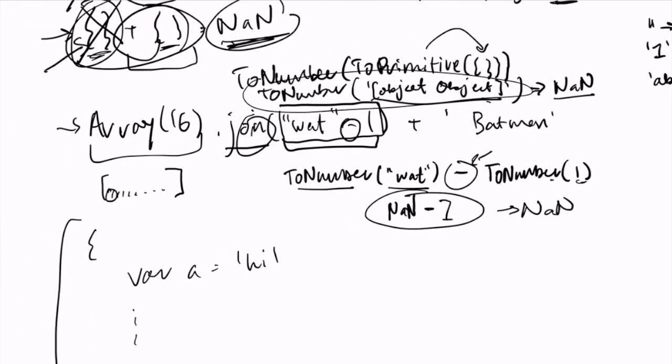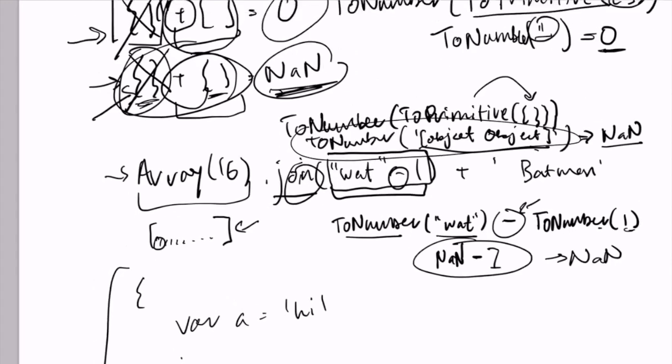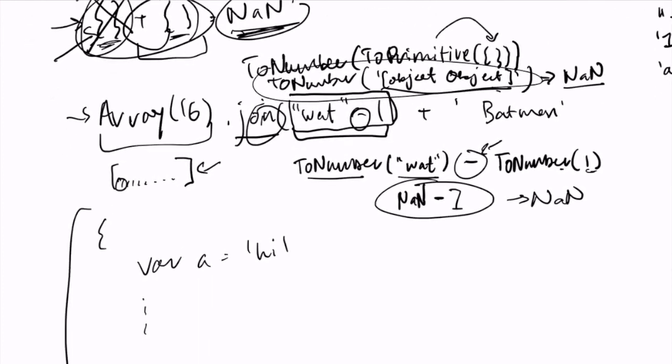So whenever we are constructing our array here, we're going to once again just be printing out a bunch of NaNs, 16 to be precise. So we have NaN NaN NaN NaN, Batman.